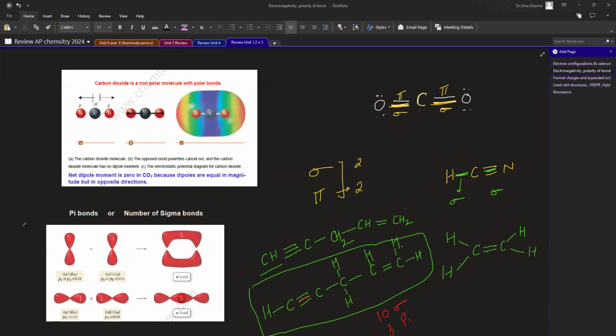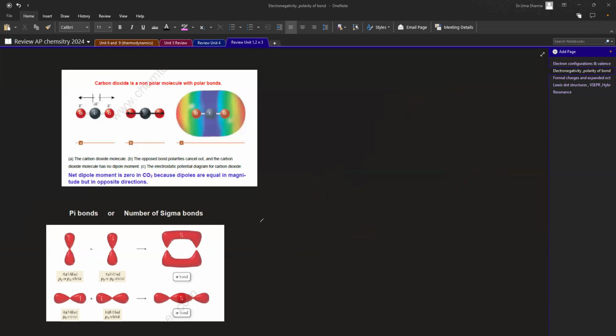Now, what's the difference in sigma and pi bonds? Sigma bonds are formed by real overlapping of the orbitals. Like if this is s orbital and this is another s orbital, so this overlapping is on the axis. Orbitals are overlapping on the axis. So it is called a sigma bond.